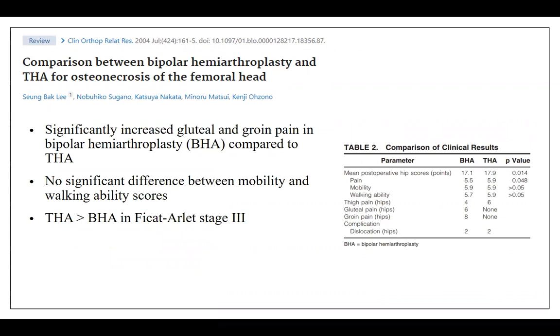This study looked at comparing hemiarthroplasties and THA, especially in patients who had the classification of stage 3 AVN of the femoral head. What they found was that there was a significantly increased amount of gluteal and groin pain in patients with the hemiarthroplasty group compared to the THA group. There was no significant difference between the mobility and the walking score abilities that were present. The THA group ended up doing better than the hemiarthroplasty group, especially in the stage 3 of the AVN of the femoral head.